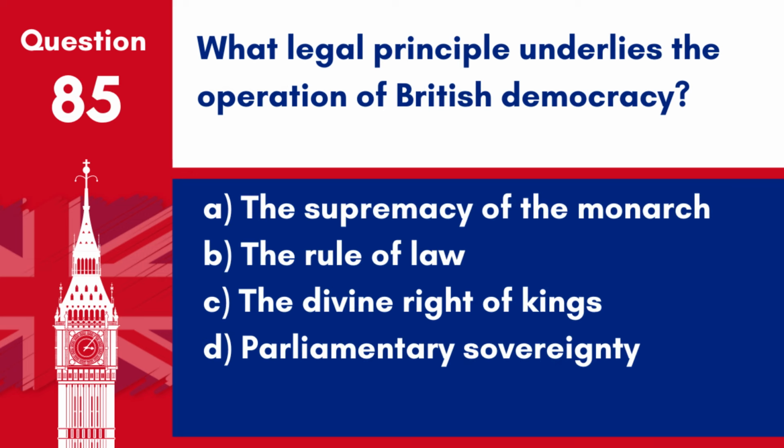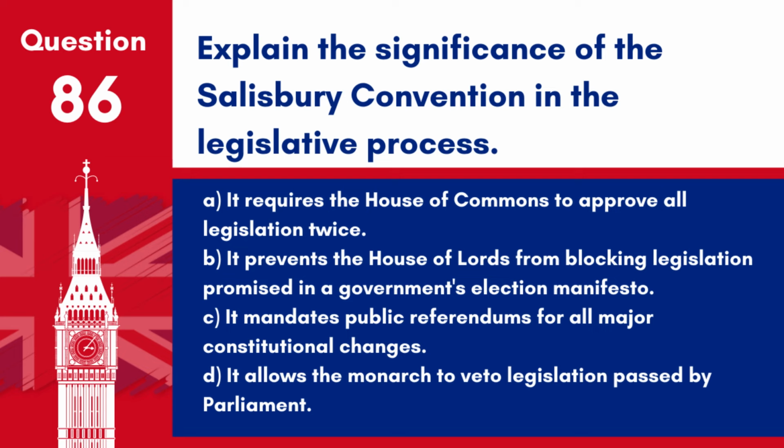Question 85. What legal principle underlies the operation of British democracy? A. The supremacy of the monarch. B. The rule of law. C. The divine right of kings. D. Parliamentary sovereignty. Answer: D. Parliamentary sovereignty. Parliamentary sovereignty is the principle that Parliament has the supreme authority in the government, including making and ending laws.